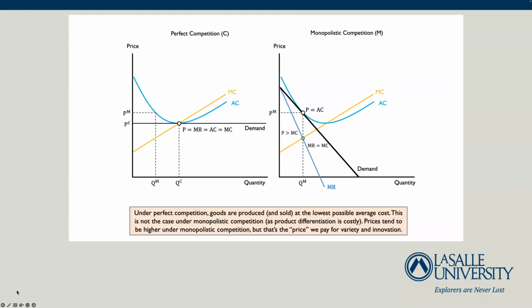Under perfect competition, we're going to see firms charging relatively lower prices and producing a bit more output than we would have under monopolistic competition. To summarize this, under perfect competition, goods are produced and sold at the lowest possible average cost. This is not the case under monopolistic competition, as product differentiation is costly. Prices tend to be a bit higher under monopolistic competition, but that's essentially the price we pay for variety and innovation and product differentiation.